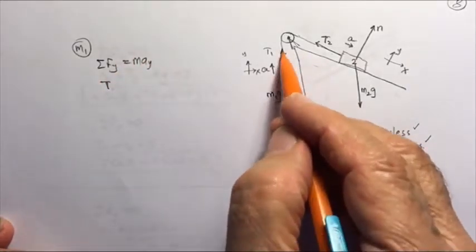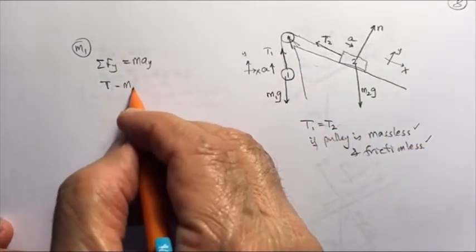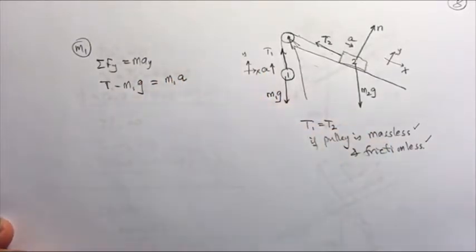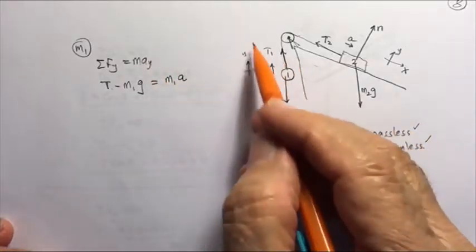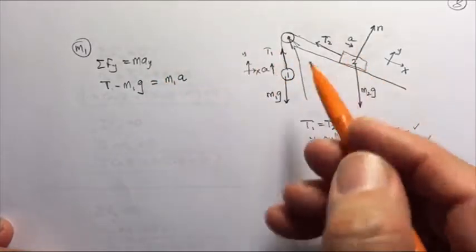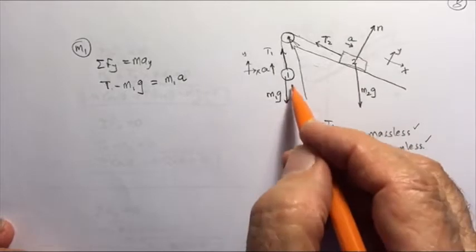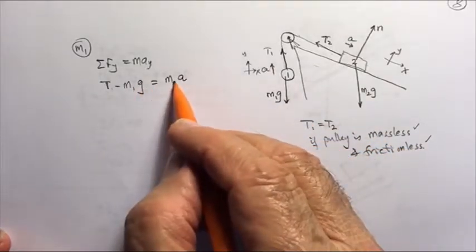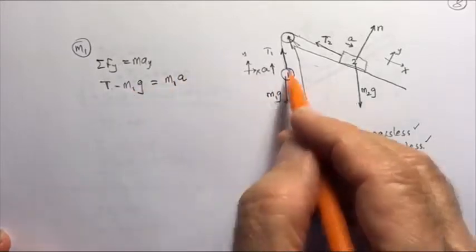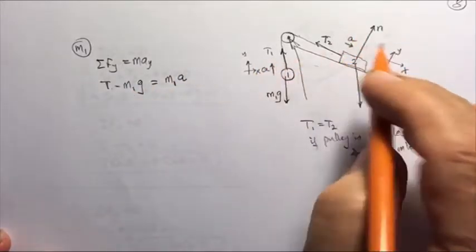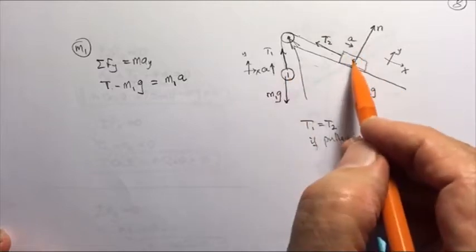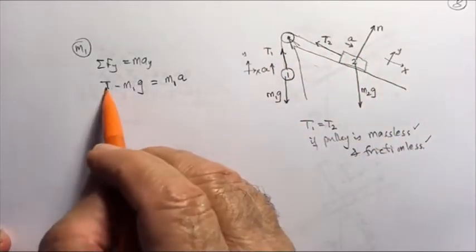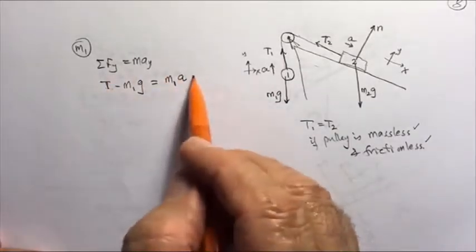So this is T minus m1g equals m1a. So we could write ay, but a is in the y, and there's the same a here and here, so no need to write a1 and a2. And then we must write m1 because we're considering this mass. This mass is not included in this equation. The effect of this mass is in here, in T. So we have one equation.